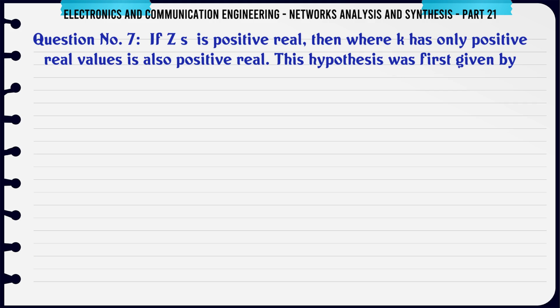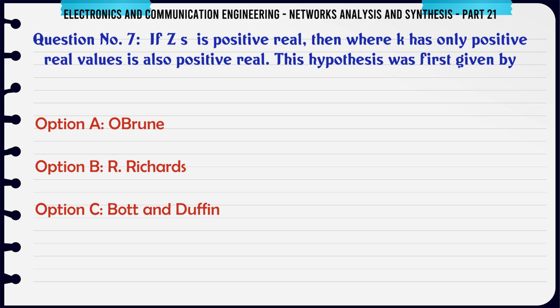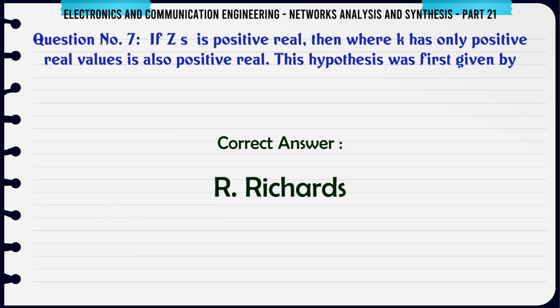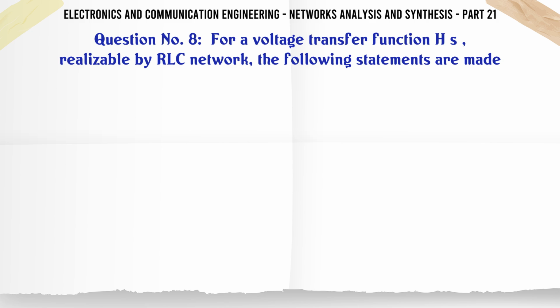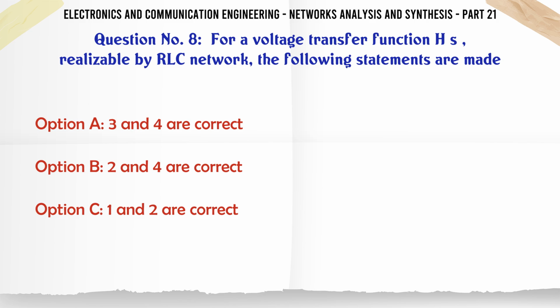If Zs is positive real, then where K has only positive real values is also positive real. This hypothesis was first given by A O'Brien, B R. Richards, C Bott and Duffin, D P. S. Laplace. The correct answer is R. Richards.